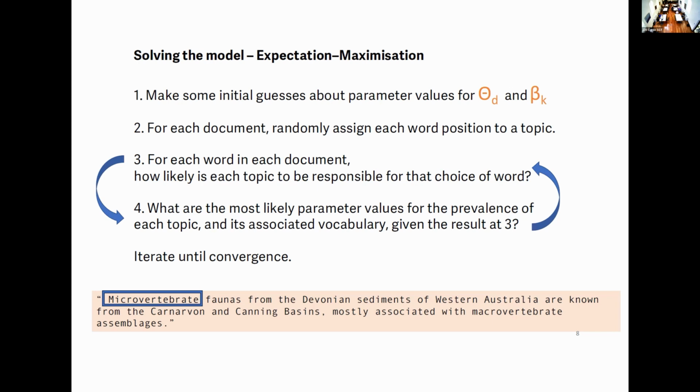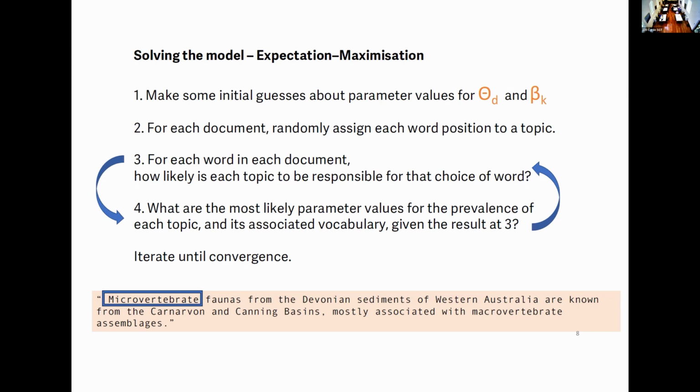And then for each document, we randomly assign each word position to a topic. So we've got our pile of books. We take our first book off the top, open the first page, point to the first word and say, I reckon that word is there as a reference to topic A. And I reckon the second word is there as a reference to topic B, and so on. And then we iterate through between the next two steps.